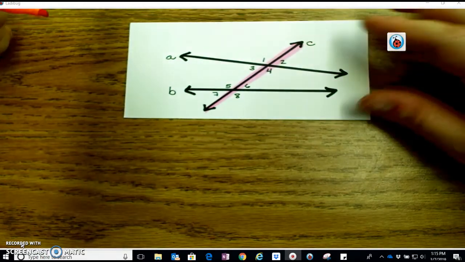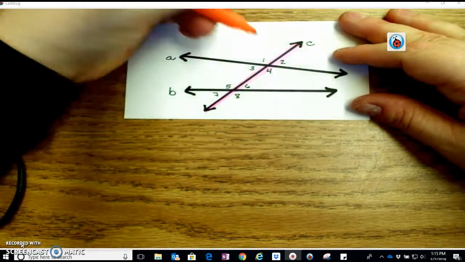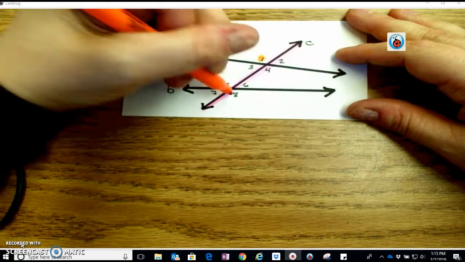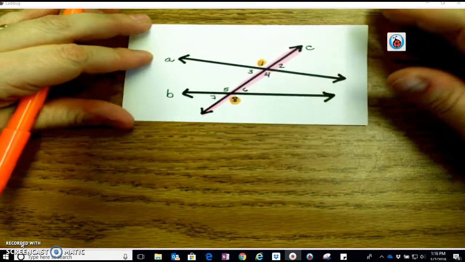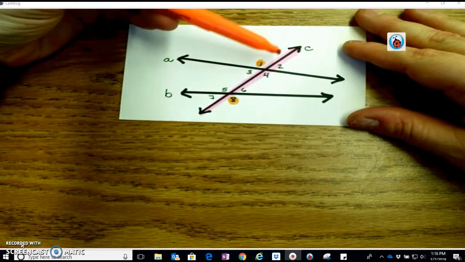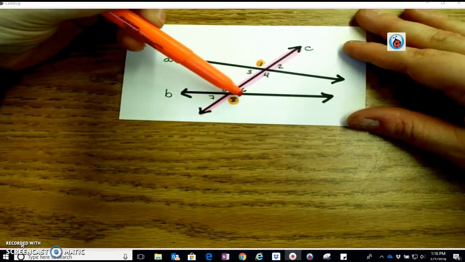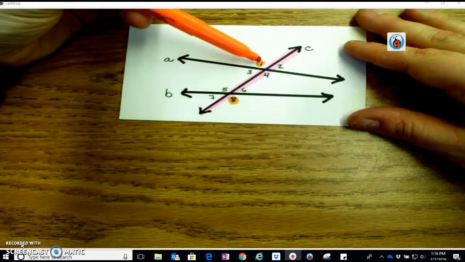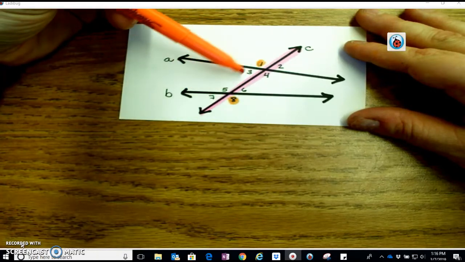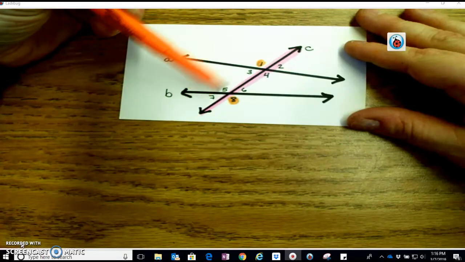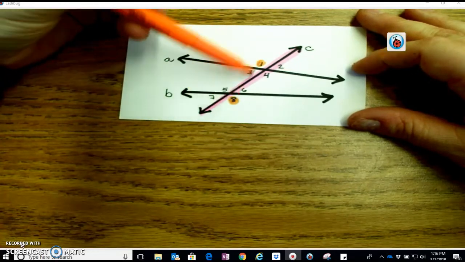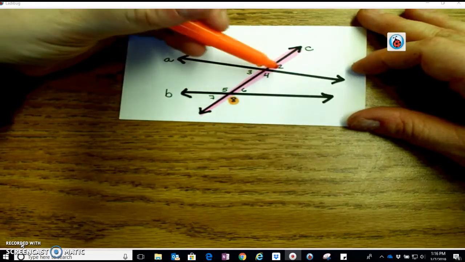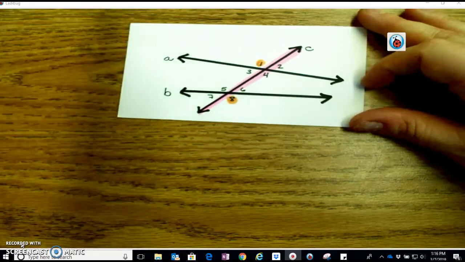So we have alternate interior angles and alternate exterior. An example of alternate exterior would be angle 1 and angle 8. By definition, alternate exterior angles are on alternate sides of the transversal, or opposite sides, and they are the exterior angles. So it can't be 1 and 7 because that's not opposite sides of the transversal. They're on the same side. 1 and 8 would be an example of alternate exterior. 2 and 7 would be another example of alternate exterior.